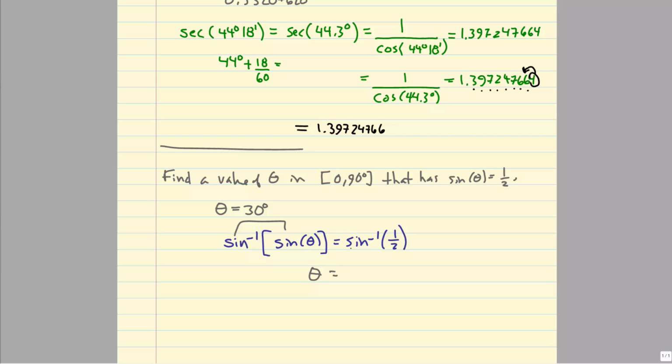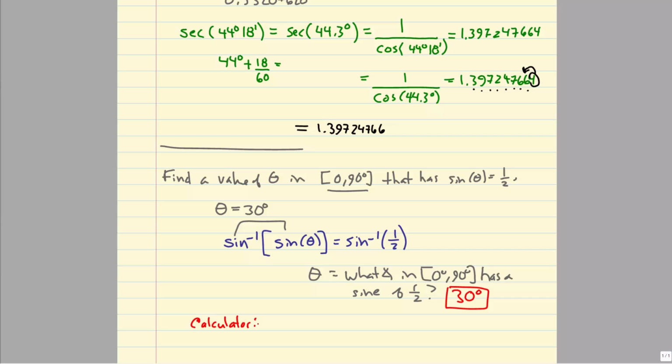Now this over here on the right hand side means what angle, and of course they gave us the interval here, in 0 to 90 degrees, has a sine of 1/2. And again, because we have our special angles memorized, we could just say, oh, that's 30 degrees. That's my answer here. Well, what we would do on our calculator, because most of these will not be standard angles, we would just put in the inverse sine of 1/2.